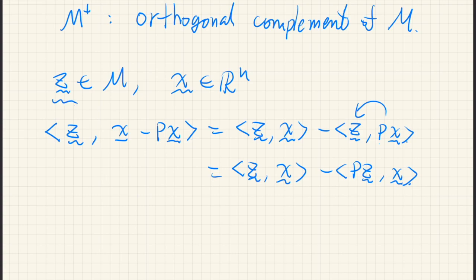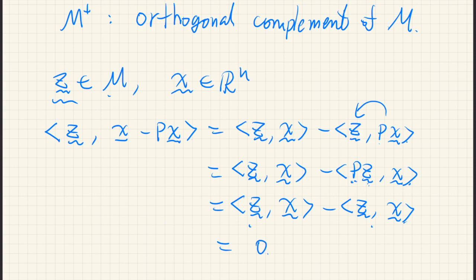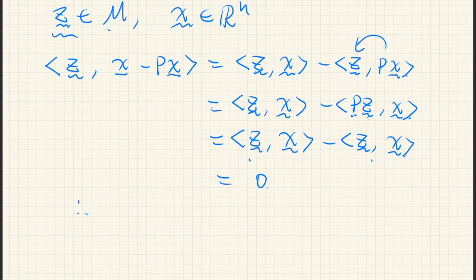But z is already in M, so applying p doesn't change z. So that is zx minus, pz becomes just z, x. So this one is the same as this one, so the result is just 0. So what this implies is that x minus px belongs to the orthogonal complement of M.